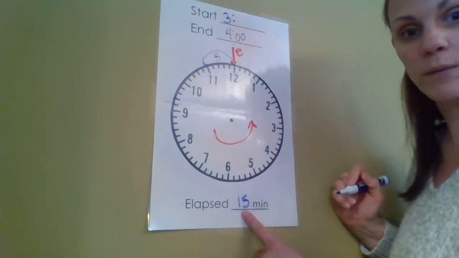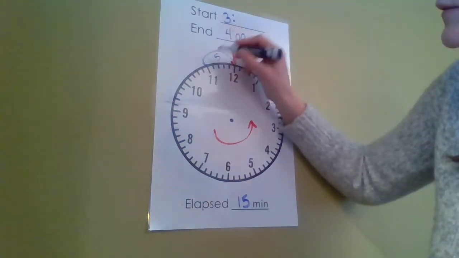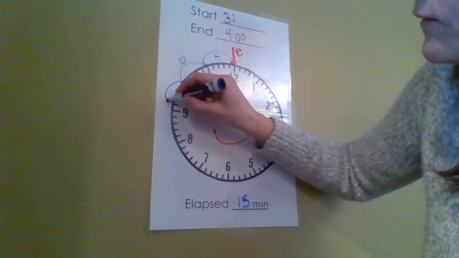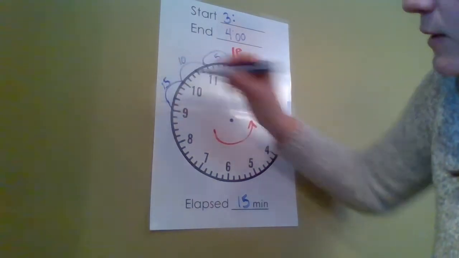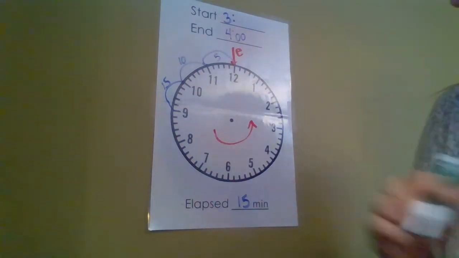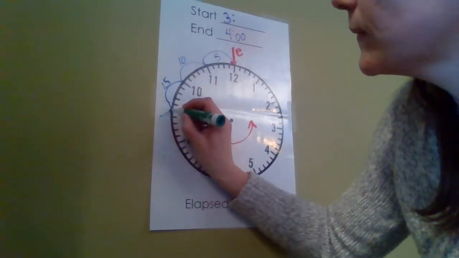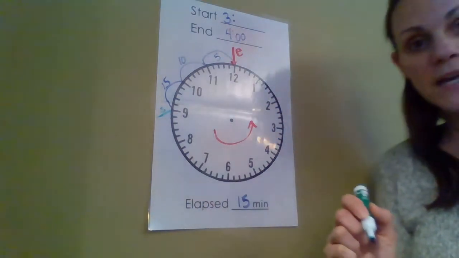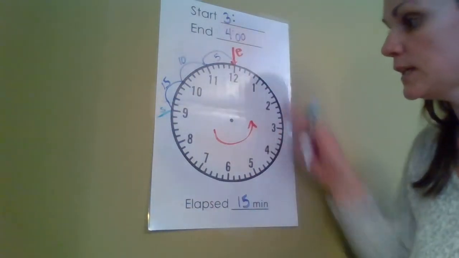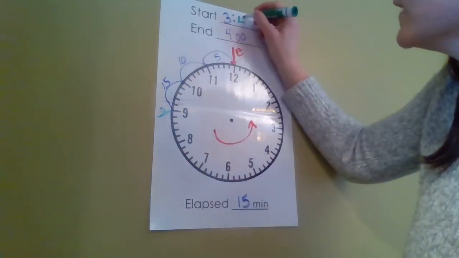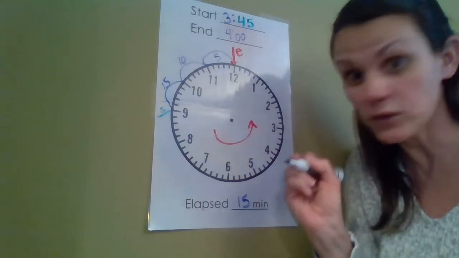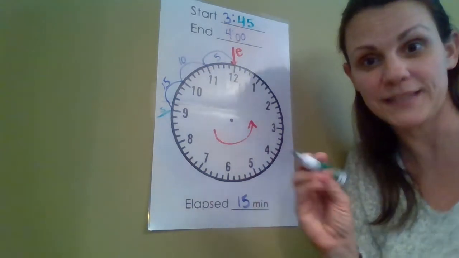Now we have to keep going with our jumpity bumps. So we did 5, 10, 15. We went backwards our 15 minutes. This is our start time. And what time is that? Well, we already know it's 3 something, right? It's 3:45. If you're thinking, wow, I'm so confused, that's okay. This is our first day doing this. We're going to keep practicing.